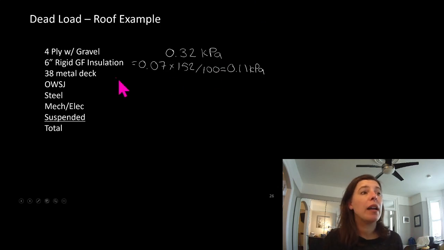But for here, we've got our 6 inches of rigid glass fiber insulation is 0.11 kPa. 38 metal deck. Let's look up our 38 metal deck.